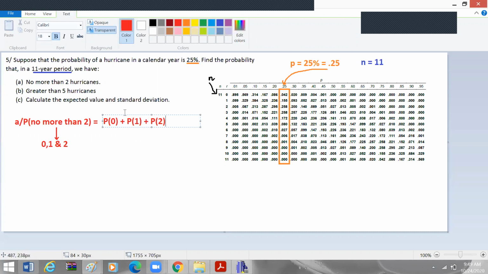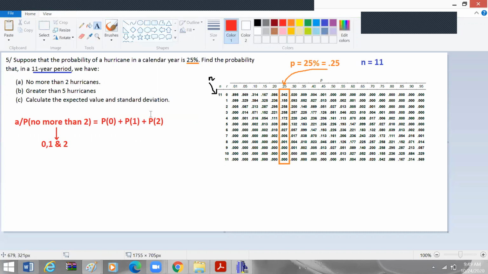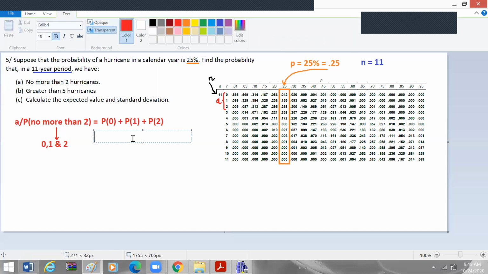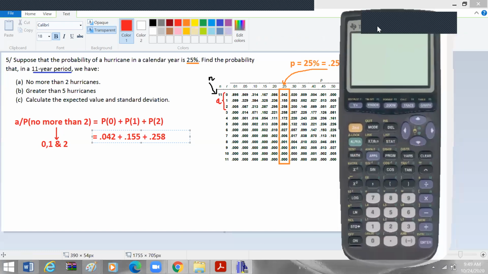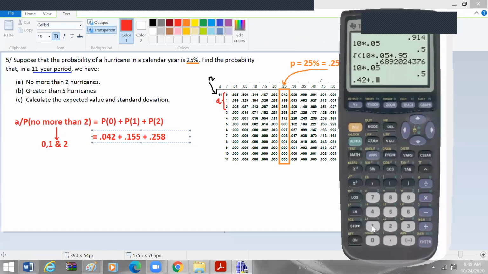For this particular question, the part A question, we can clearly see that no more than 2 will be this one. When we compute those, we're just going to read it off the chart. That will be equal to 0.042 plus 0.155 plus 0.258. We're going to add them up, which gives the final answer. Are we good? The answer for that is 0.833.